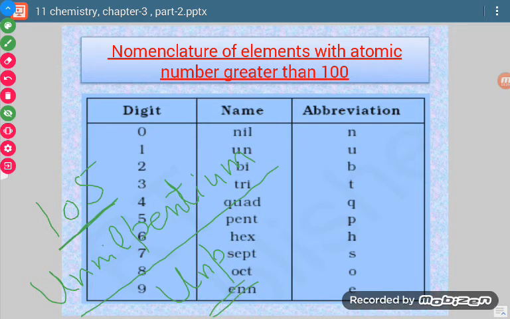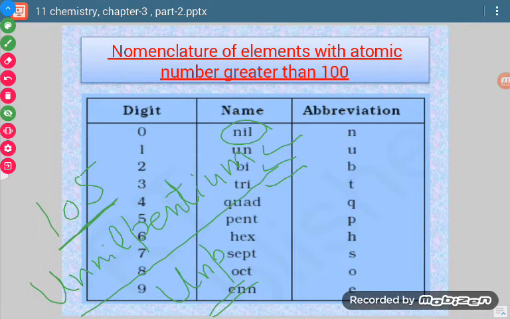So this is a very simple way. You only have to learn this table properly. It is just like for alkanes, you remember, but there are a few digits which are different. 0 is nil. For 1 it is un. For 2 we use the word di, so here in place of di there is bi. For 3, tri is already there.